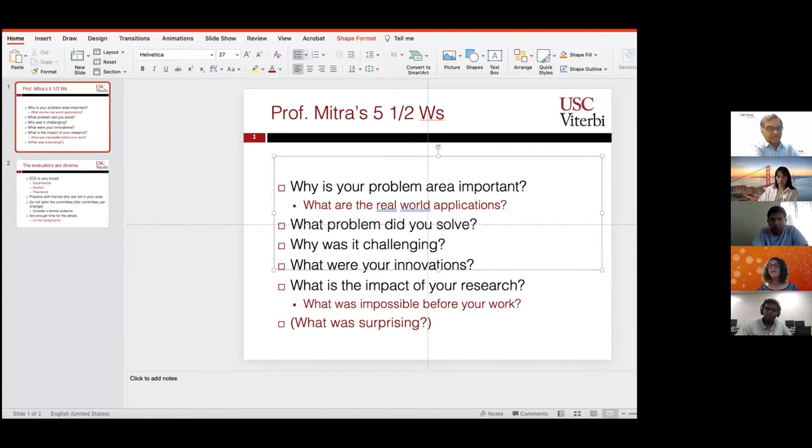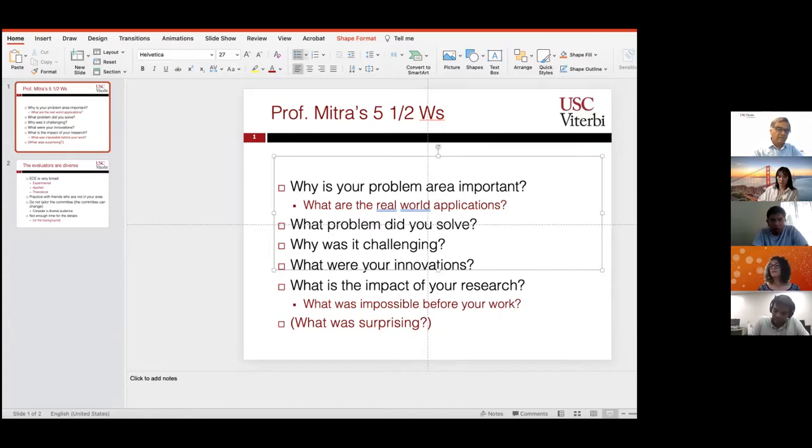So why is your problem area important? And even if you're a theorist, there will be applied or experimental people in the audience that will want to know what your real world application is. And especially if they're struggling perhaps with some of the mathematics that you're presenting, at least they will have this application as something to connect with, to understand why you're working on the problem that you're working on. And specifically, what was the problem or the set of problems that you actually set out to solve?